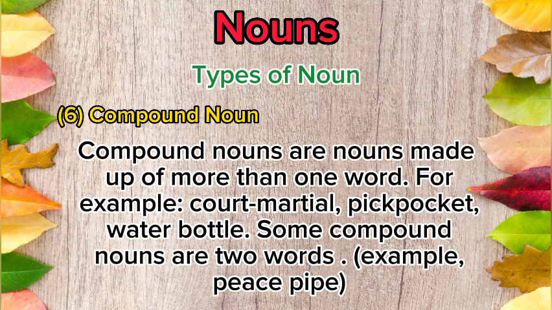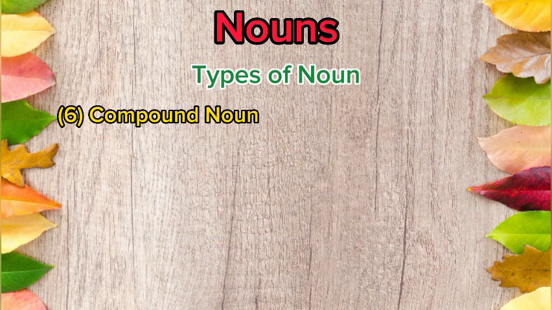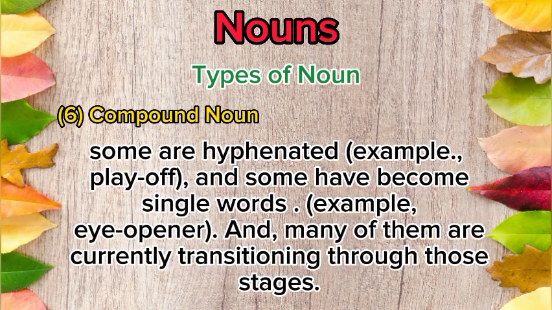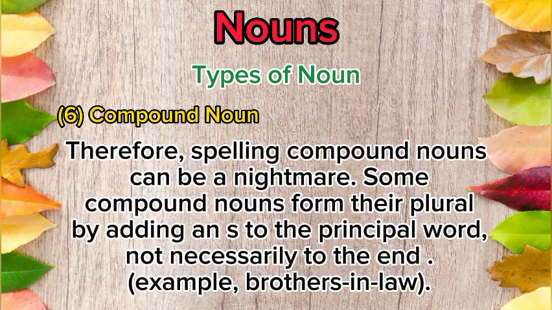Some compound nouns are two words. Example: peace pipe. Some are hyphenated. Example: playoff. And some have become single words. Example: eye-opener. And many of them are currently transitioning through those stages. Therefore, spelling compound nouns can be a nightmare. Some compound nouns form their plural by adding an s to the principal word, not necessarily to the end.